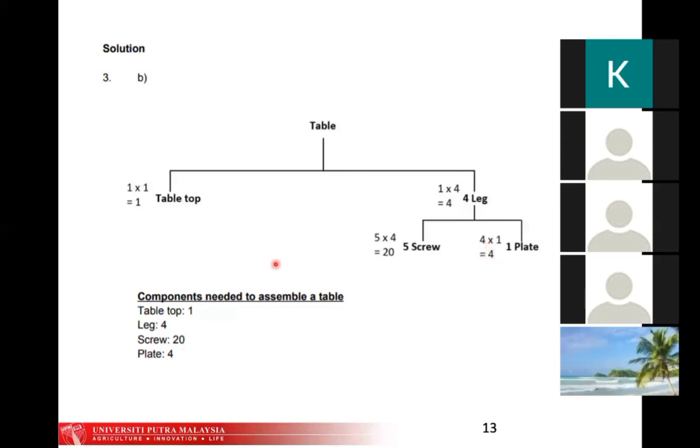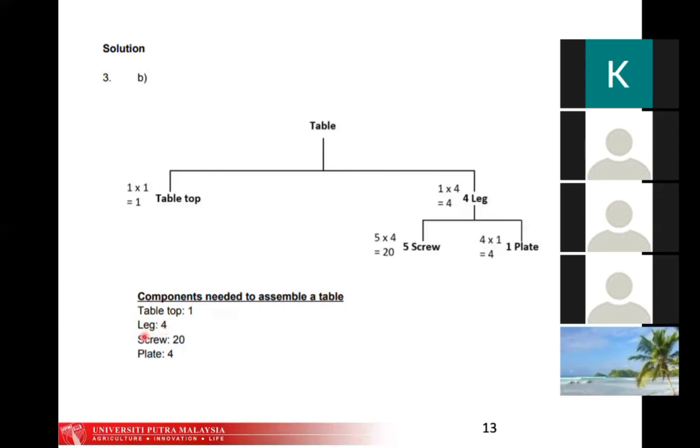So this is the completed tree diagram. From the tree diagram, we just list out the components needed to assemble the table. For one table, we require 1 tabletop, 4 legs, 20 screws, and also 4 plates.